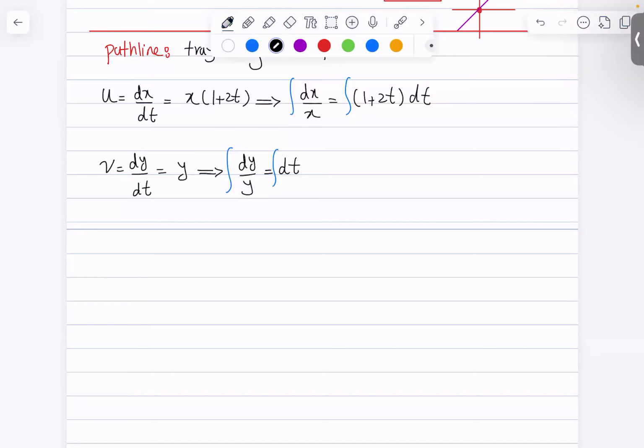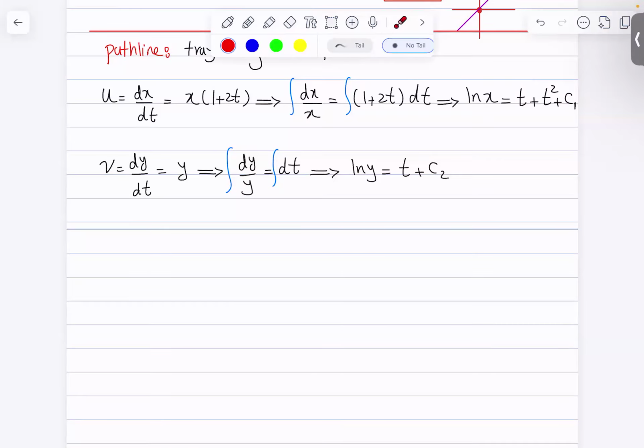So the first one is ln x equals the integral of 1 dt, which is t, plus the integral of 2t dt, which is t squared, plus some constant, I'm going to call that c1. The second integral is just ln y equals t plus c2, right? So again, very straightforward integrals, very easy differential equations.